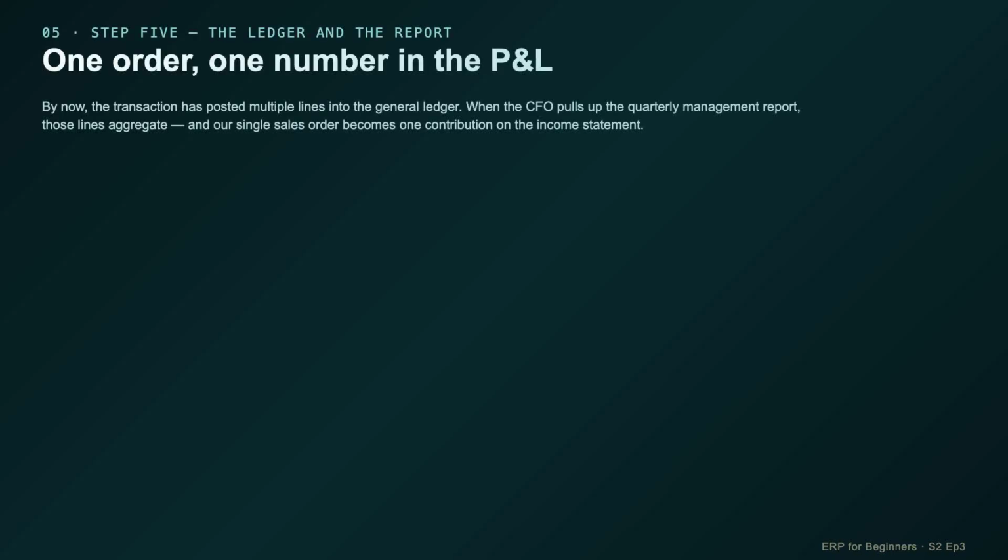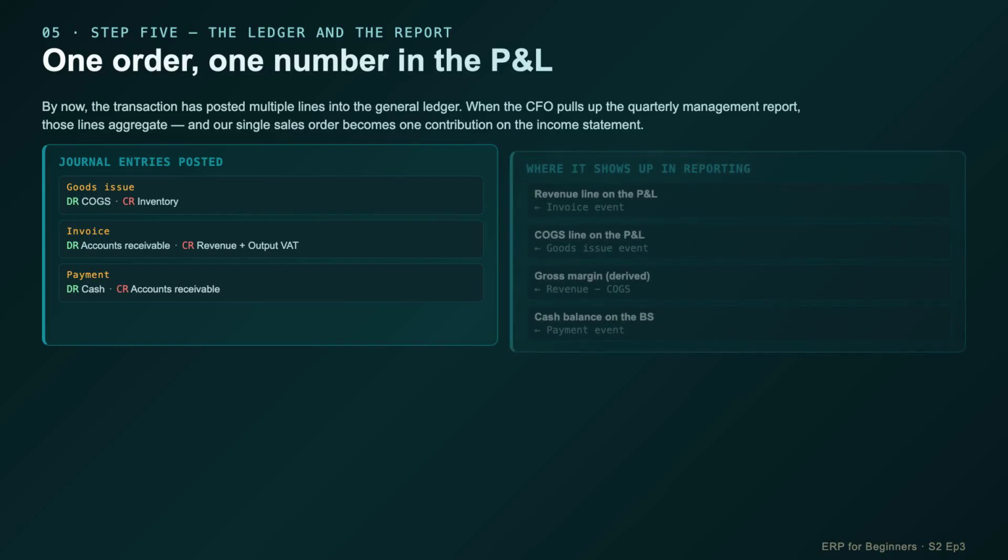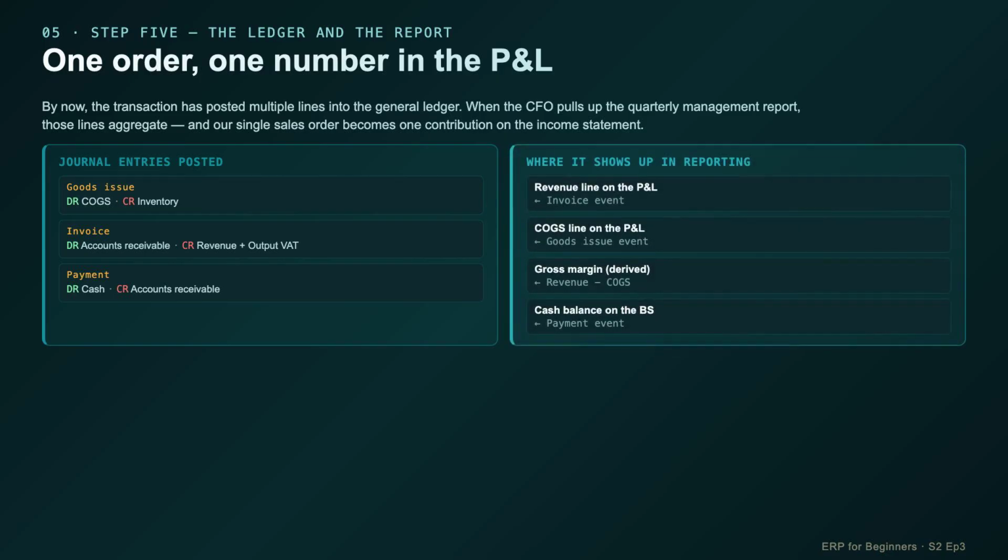By this point, the events have posted multiple lines into the general ledger. Goods issue posted cost of goods sold. The invoice posted AR, revenue, and VAT. The payment posted cash and cleared AR. Each line is a journal entry. Time-stamped. Audit trailed. Tagged with Cost Center, Profit Center segment.